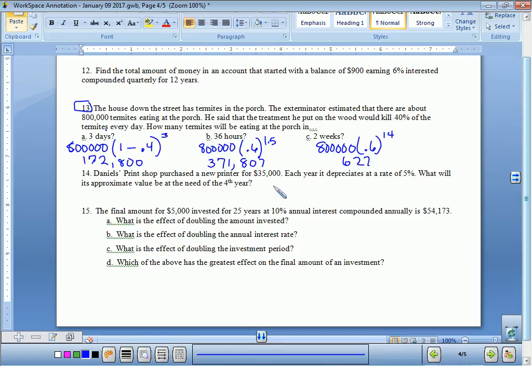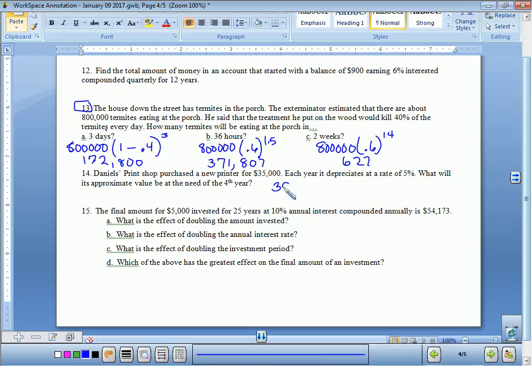All right, and number 14. Does anybody see the word compound in this problem? Nope, so let's not use that formula, okay? Same thing should happen on your quiz Wednesday. If you see the word compound, use the compound interest formula. If you don't, use the other one. Are we clear? Good, all right.